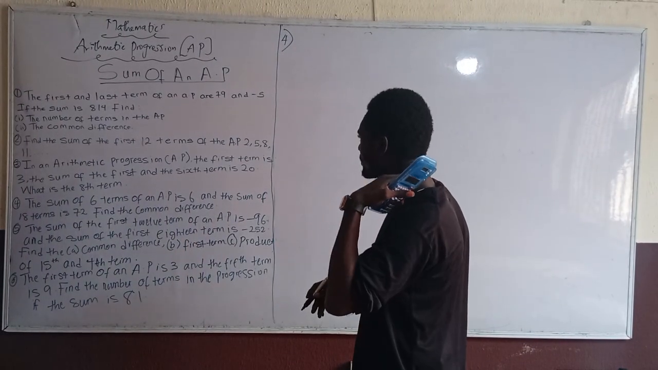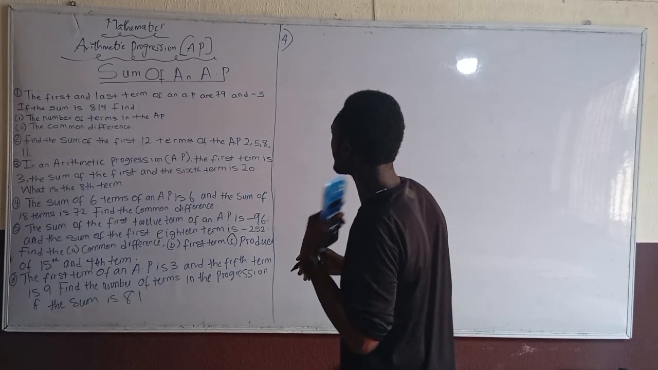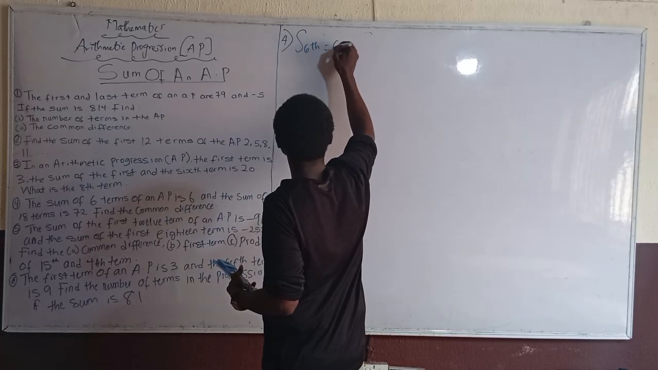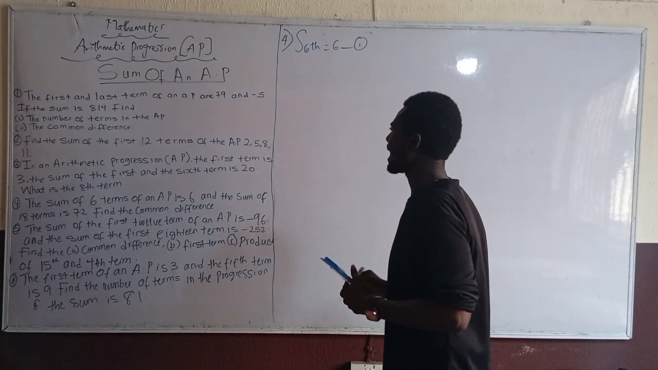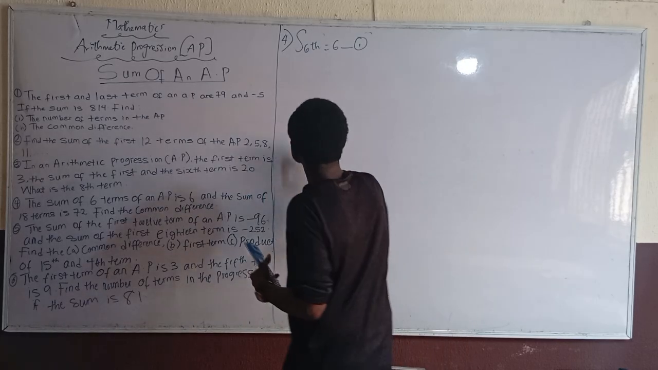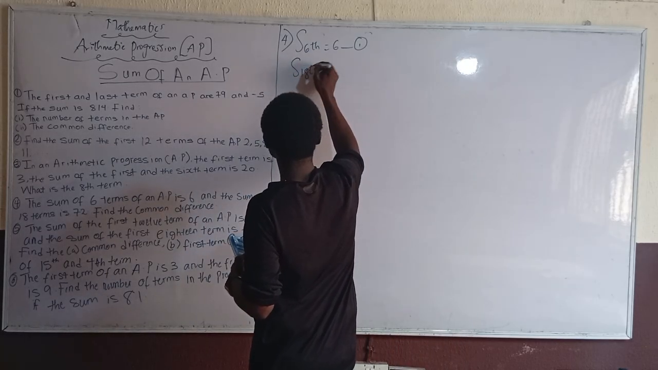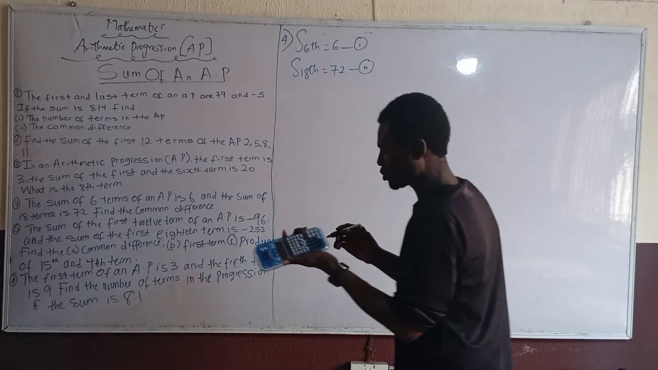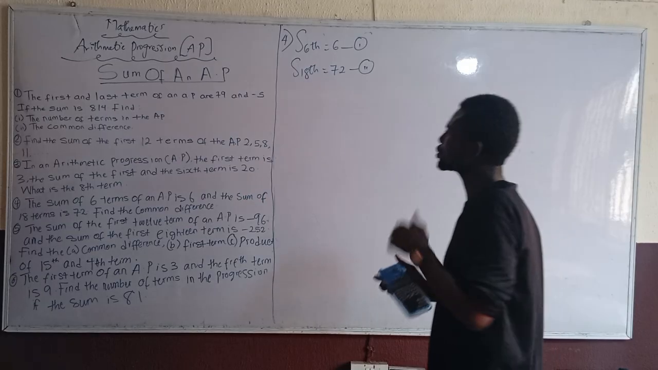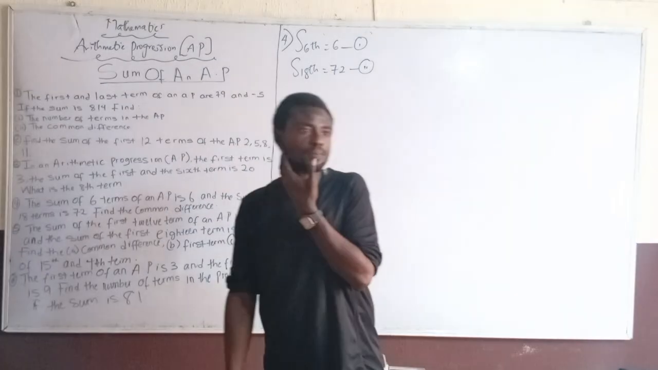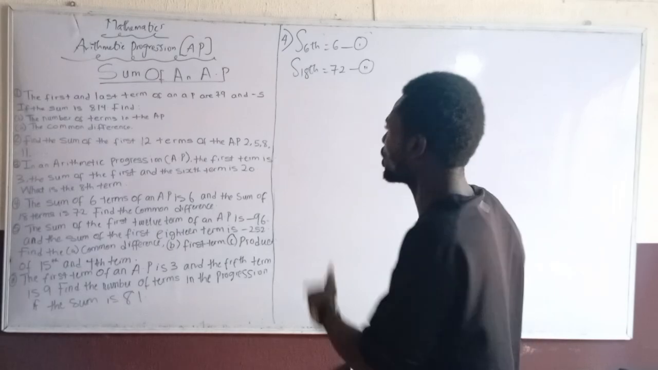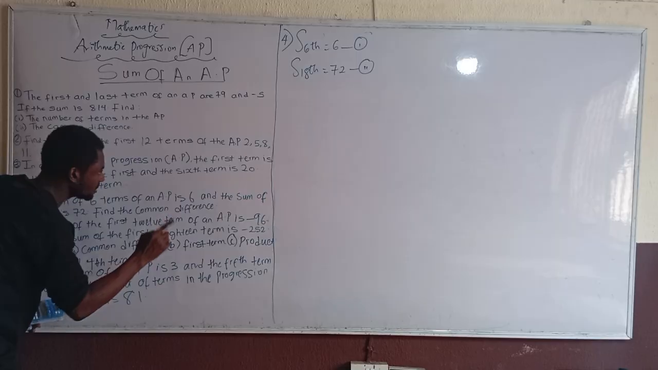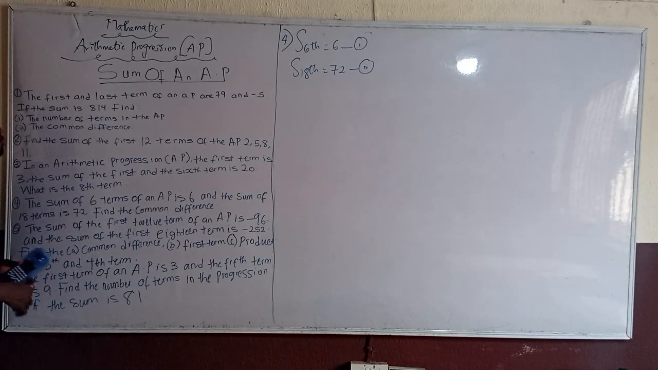Number 4. The sum of the sixth term of an AP is 6. That means S6 is 6, equation 1. And the sum of the 18th term is 72. S18 is 72, equation 2. So this has unknown A and D for sum of AP. Now this is sum of AP leading to simultaneous equation, because I have two statements.